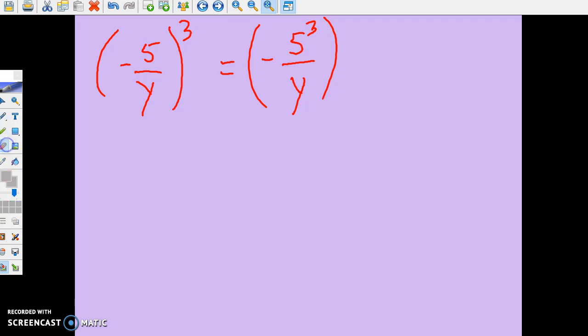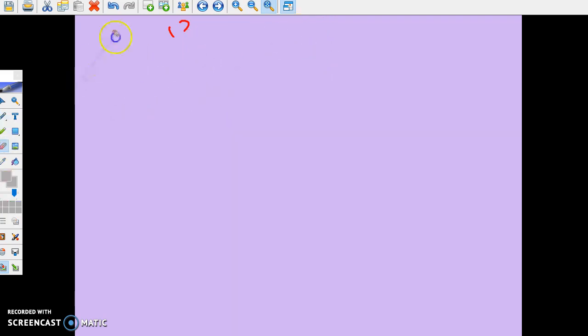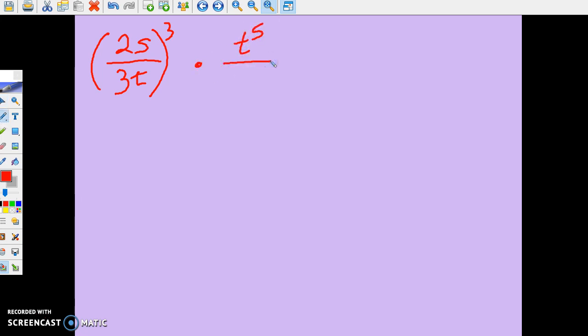All right, one more example for lesson 2. My last example is going to be a little bit more complex. We're going to have 2s over the top of 3t. All of this is being raised to the power of 3, and then it's going to be multiplied by t to the 5th over 16 in parentheses.